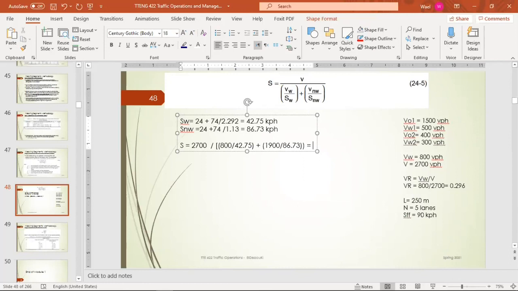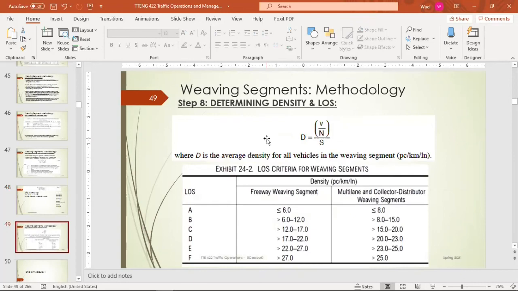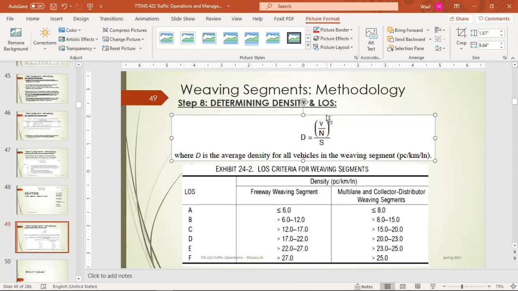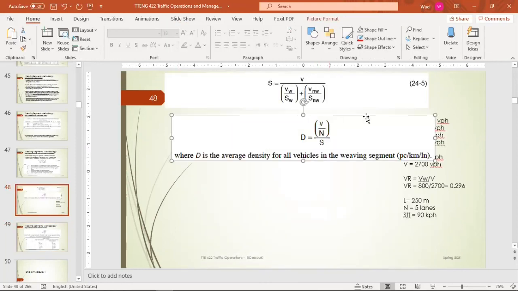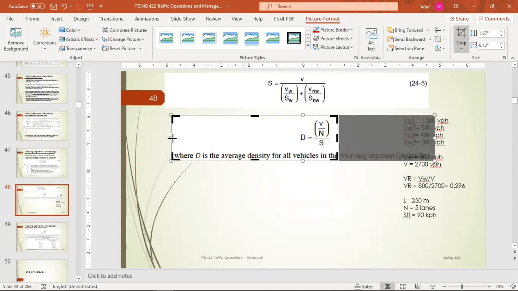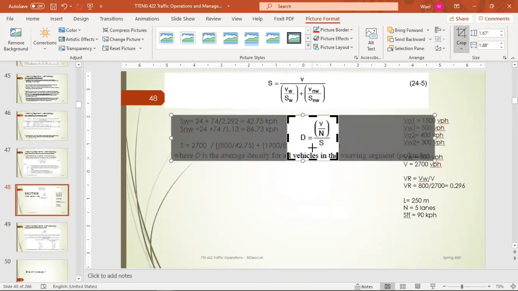66.5 kilometer per hour. So that's the average speed in the weaving segment. Then the next step will be to calculate the density. Here we have 66.5, and we need to calculate the density of traffic in the weaving segment.